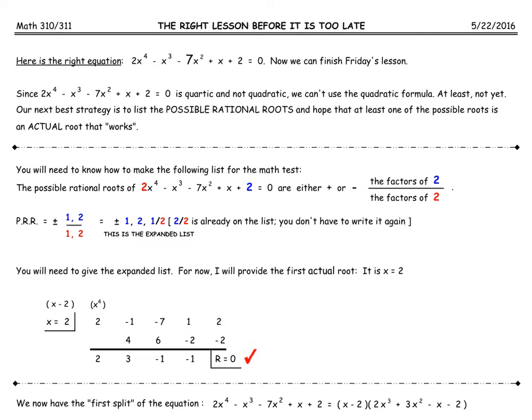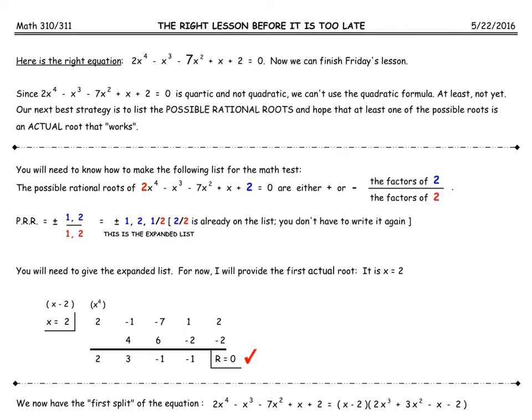I wrote this sheet so that we could fix Friday's lesson. The equation I should have given you is this one that appears right here. And as you can see by my emphasis, it should have been a 7 and not a 1. Since 2x to the fourth is a quartic equation, we can expect to have 4 solutions, and since it's not quadratic, we can't find any of the solutions immediately using the quadratic formula.